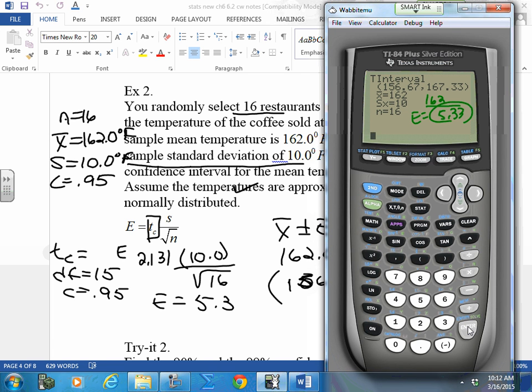The T is exactly the same. The rest of it's transparent to you. You didn't have to find the TC. You didn't have to worry about your degrees of freedom. It does that for you. Yes, T interval, not test. It's got to say interval. You're doing a confidence interval.